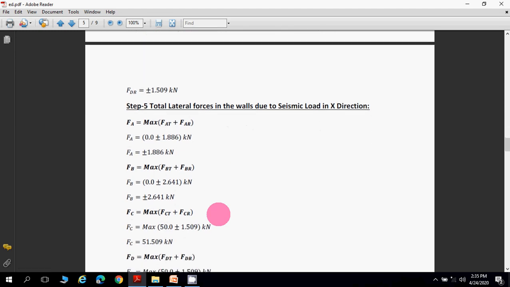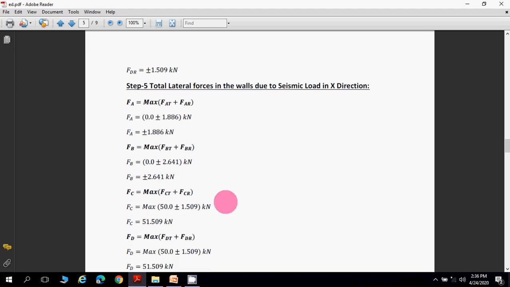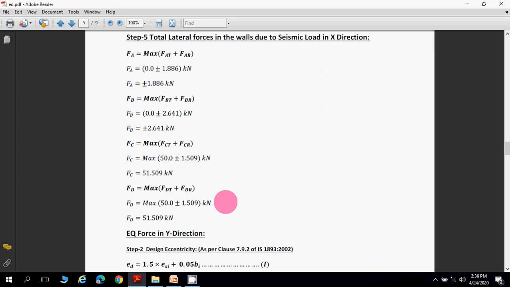Similarly, in wall B, as with wall A, the lateral force due to translation in wall B is also 0, because this wall is also situated in the y direction. So F_BT equals 0, and putting in F_BR, the lateral force due to torsion in wall B, which is 2.641, we get F_B equal to plus or minus 2.641. Similarly, we can calculate F_C, the lateral force in wall C due to translation.